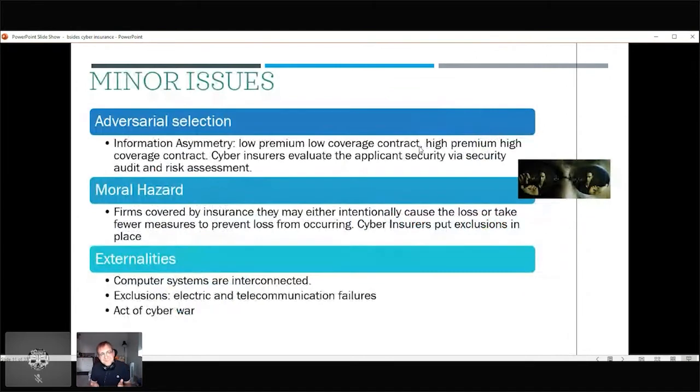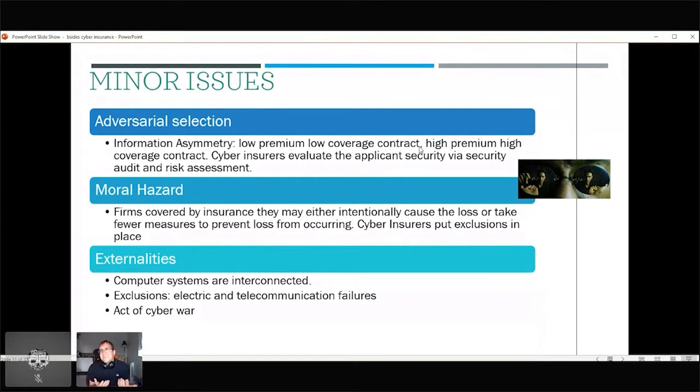There are various problems in cyber insurance nowadays. I would call these minor issues. One is adverse selection, where there is an information asymmetry, where the cyber insurer needs to try to guess the maturity of a company. Because you want to give a low coverage contract to a company that is too risky, or a high coverage contract to a company that is less risky. And the problem is that obviously there are companies that pretend to be less risky, so they want to have a lower premium.